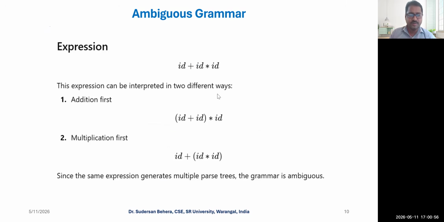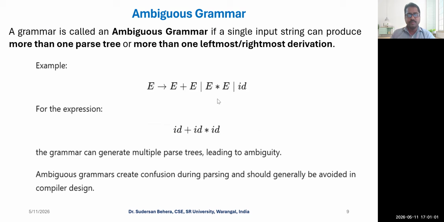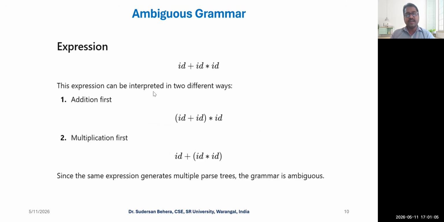So here is an expression, as previously seen, ID plus ID into ID. This expression can be interpreted in two ways: first addition takes place, then multiplication, or first multiplication takes place, then addition. Since the same expression generates multiple parse trees, multiple parse trees can be present.